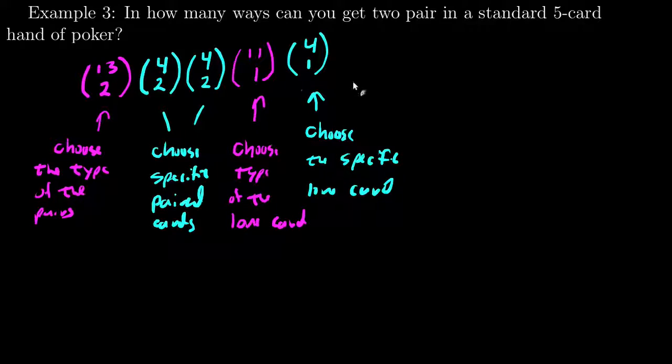When I do the computations, I already did them. It'd be a little pain to put in the calculator, but you get through it. When I do that, I should end up with 123,552 possible ways to get 2 pair in a standard 5-card hand of poker.